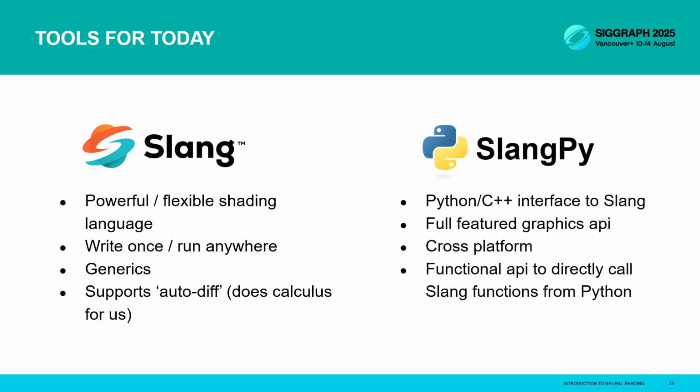And alongside Slang, we've got SlangPy. This is a Python-focused library that also supports C++ and sits on top of Slang. It's a really full-featured graphics API, fairly low level, gives you access to textures and samplers and compute buffers and so on. Again, highly cross-platform, supports D3D12, Vulkan, CUDA, and Metal. On top of the lower level stuff, it provides what we call a functional API. SlangPy allows you to directly call Slang methods from Python, and it does all the work of generating compute kernels and boilerplate that would typically come along with GPU coding.